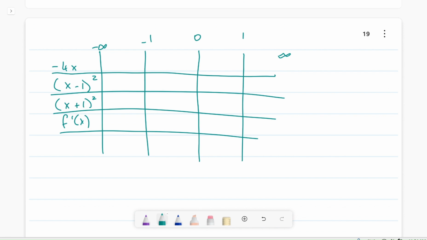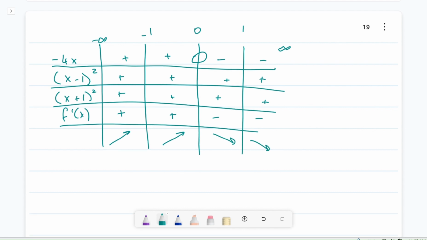So I just drew the sign table. Let us try to fill it. So negative 4x is 0 when x equals 0. And we can see that it has a negative sign. So even if x is greater than 0, then it will still be negative up here and positive down here. Now x minus 1 all squared, we have a square, so it's always positive. Same for x plus 1 all squared, it's always positive. So the first derivative is positive, positive, negative, negative. So it's increasing, increasing, decreasing, decreasing.